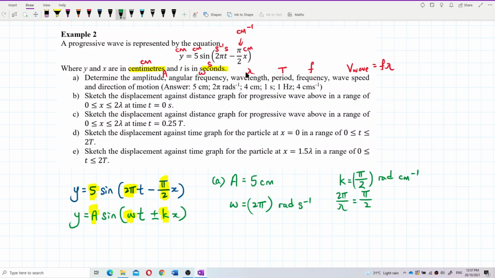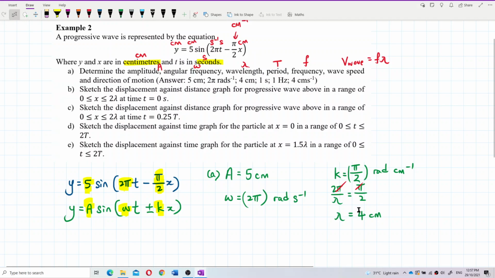So we cancel pi, and afterward we cross multiply. Let me look carefully. Sorry, I cross multiply the top. Oh, this is 4 centimeter. Lambda is 4 centimeter. Not 4 meter, it's 4 centimeter because our k is per centimeter. So lambda is 4 centimeter. That's the answer.